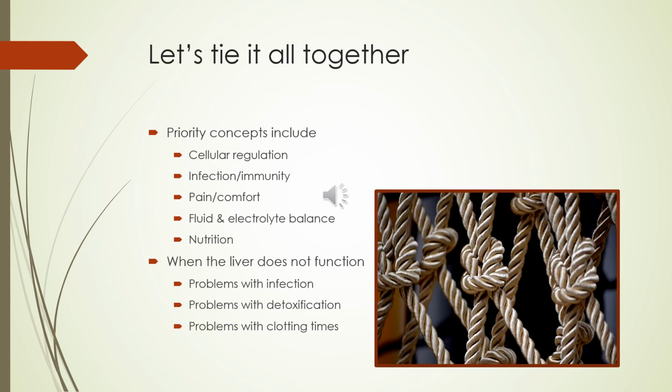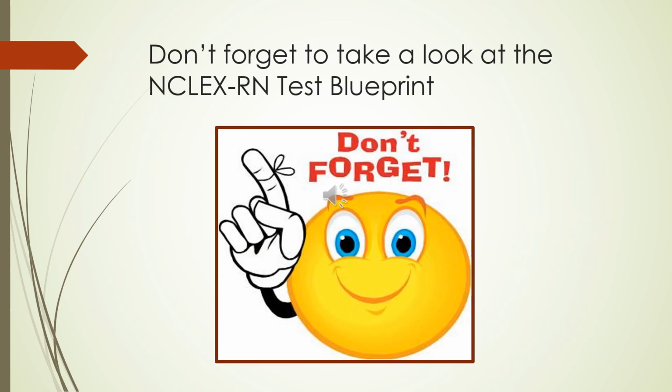So tying it all together, our priority concepts include cellular regulation, infection and immunity, pain and comfort, fluid and electrolyte balance, and nutrition. Again, we always have to think, if the liver is not functioning properly, what are we going to see? We're going to have problems with infection, problems with detoxification of drugs and substances, and problems with clotting time. And don't forget the bottom line, we need to know what's in our NCLEX-RN Test Blueprint. We have to know how to take care of our patients with liver dysfunction and know the signs and symptoms we're going to be watching for, how to prevent problems, and also what to do about those problems.